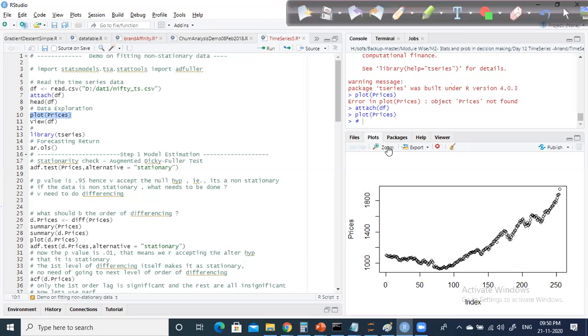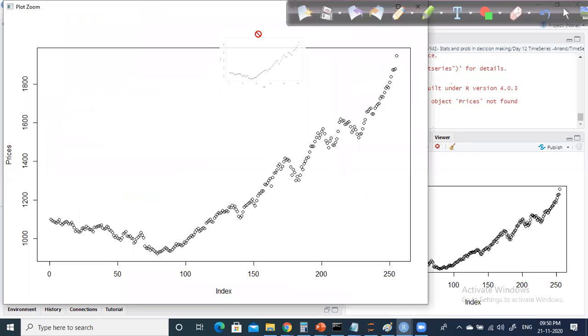Look here, this is the plot. I plotted the price column data here. Can you tell me, do you see any trend here? It's showing an upward trend. Very good. The price goes up steadily. We can see an upward trend.